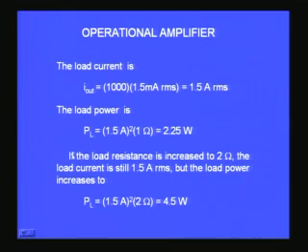If the load resistance is changed, doubled from 1 ohm to 2 ohm, what will happen? The load current is still 1.5 amperes, because load current is not controlled by R_L, it is controlled only by R1 and R2, and they are the same, therefore it is the same 1000 times input current, so 1.5 amperes will remain as the load current. But the load power, 1.5 amperes squared into 2, becomes twice. When you double the load resistance, the power also doubles. From 2.25 it has now become 4.5 watts.